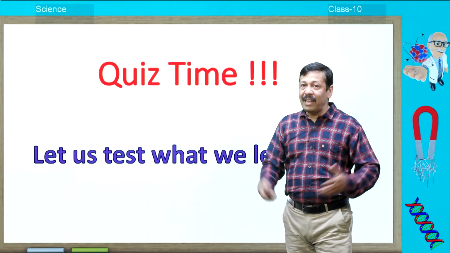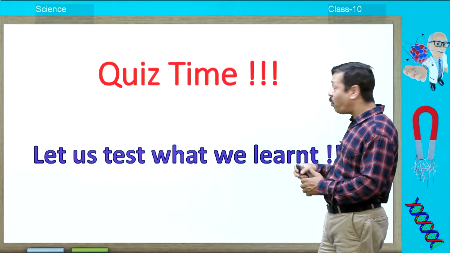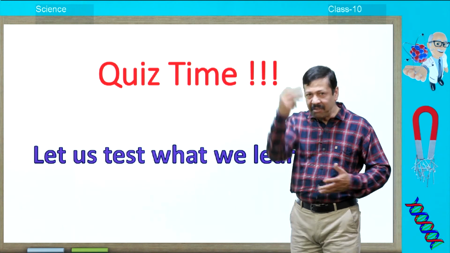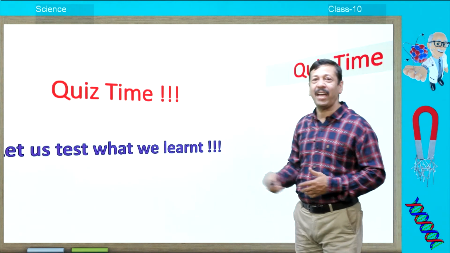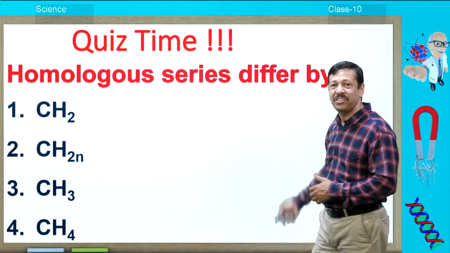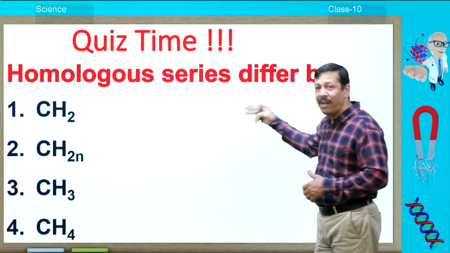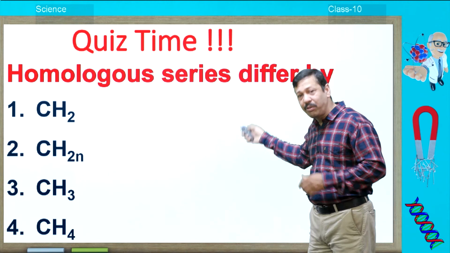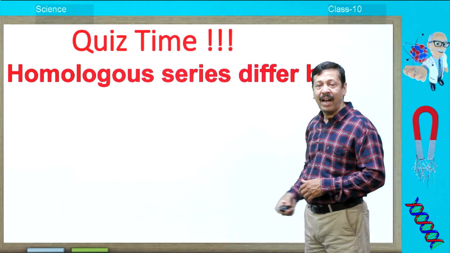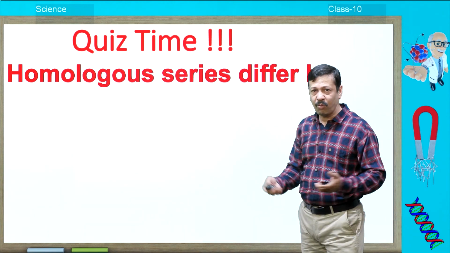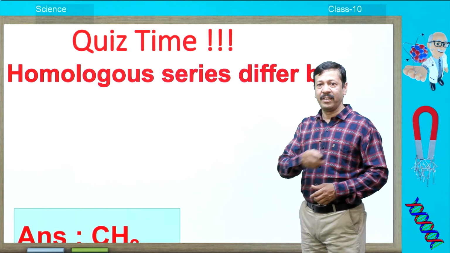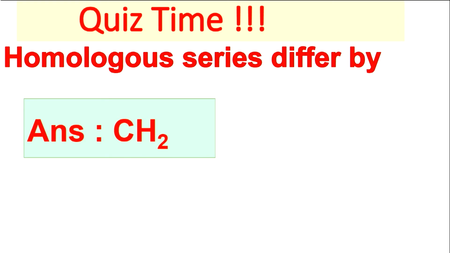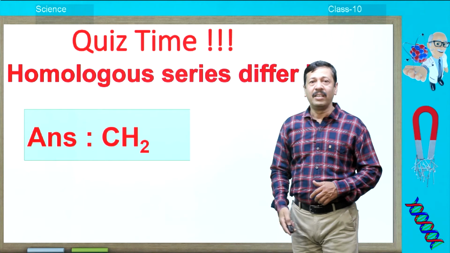Now, let us test what we learned. Are you ready? This is quiz time. Here is the first question for you. Homologous series differ by a CH2 unit, CH2N, CH3 or CH4. What is the answer? The answer is a CH2 unit, right?